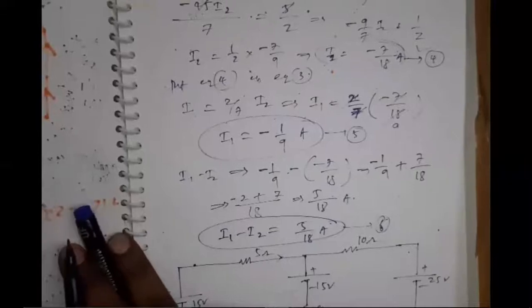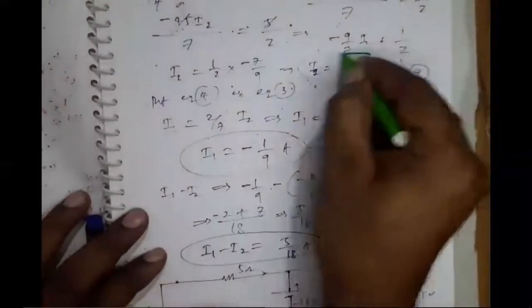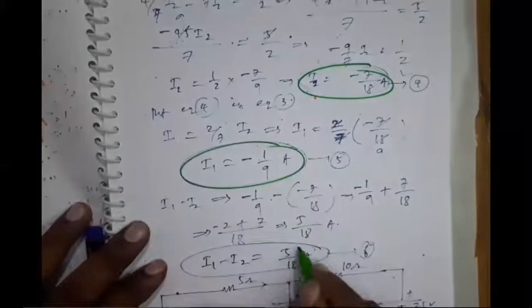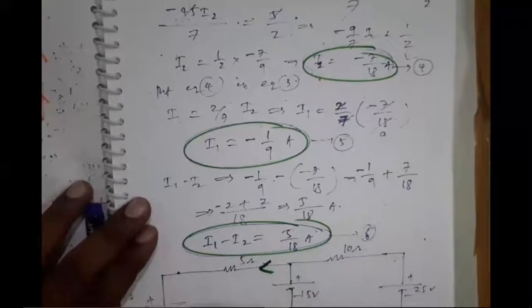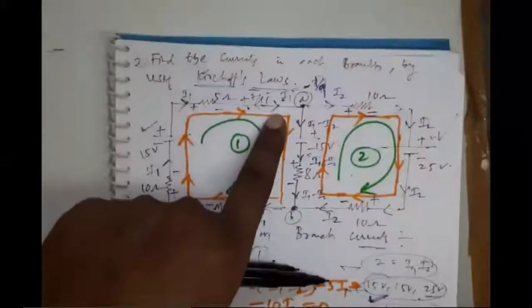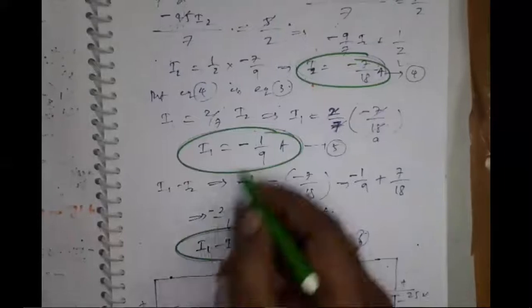So then I am making it reverse. How? These are the 2, 3 values I received. Now I am reversing. The I1 value is 1 by 9 amps, right?